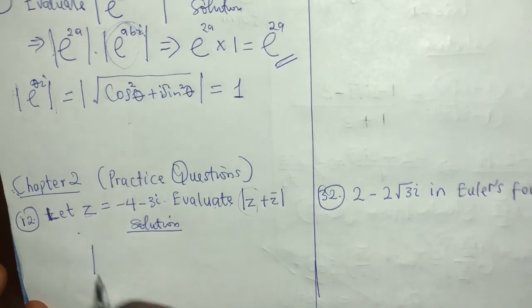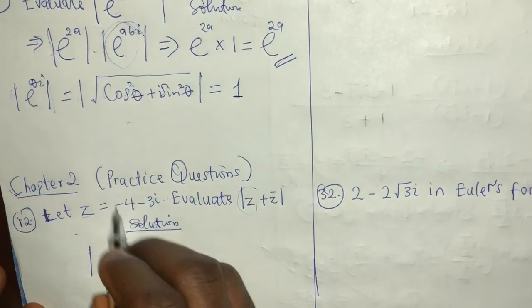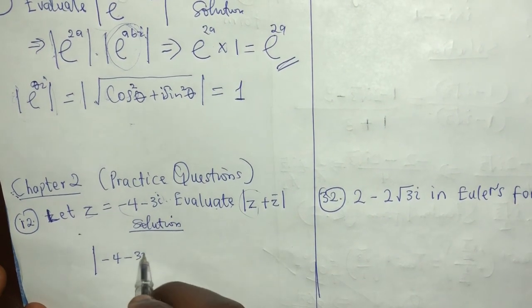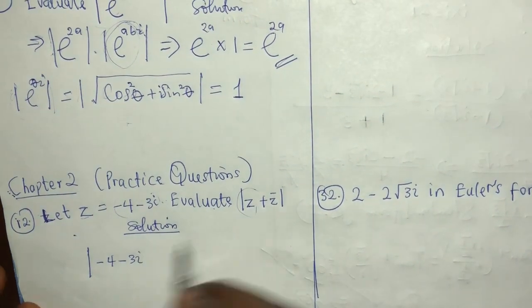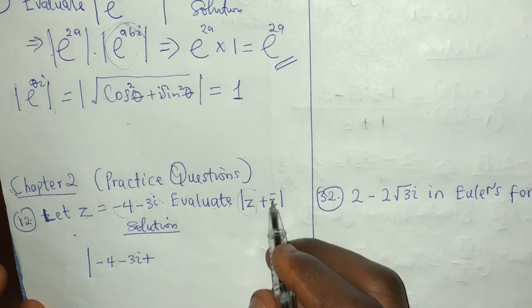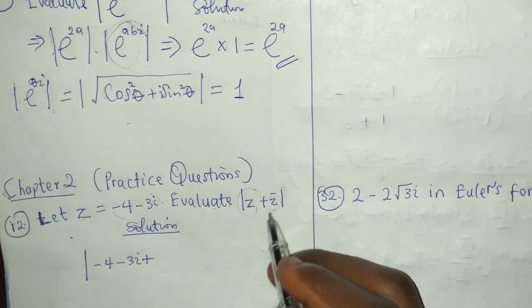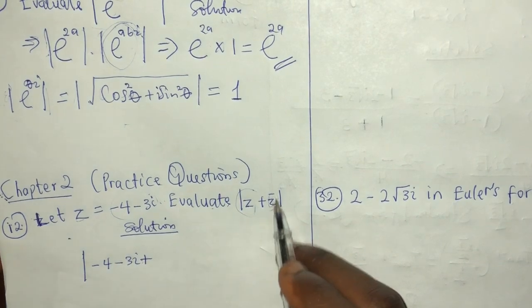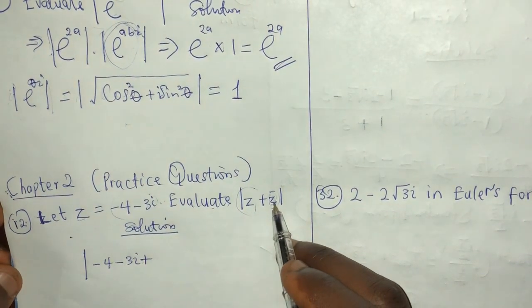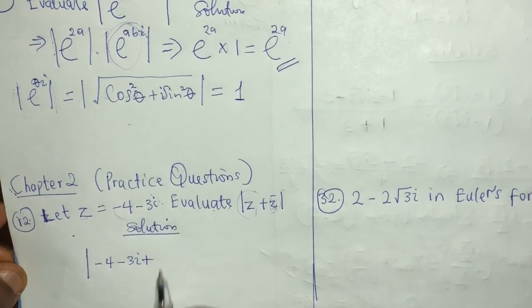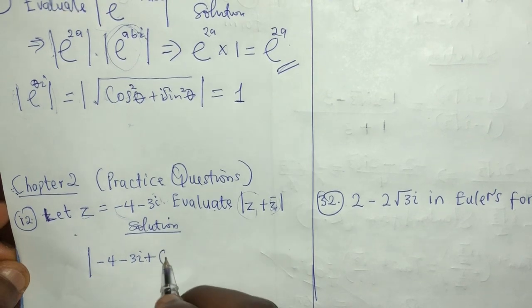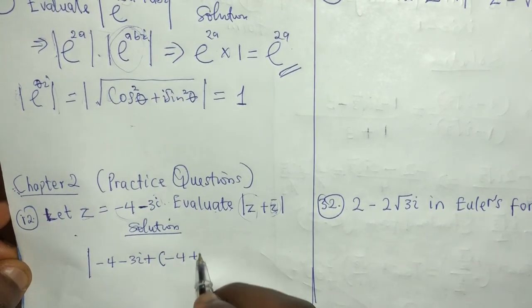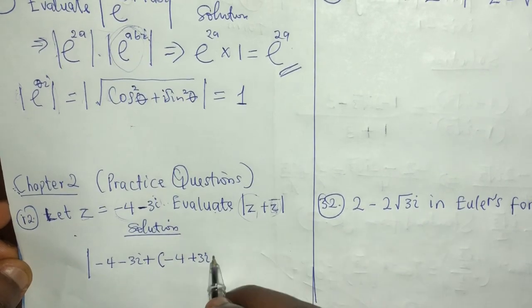So we have the absolute value. Since we have our z, we're going to put in minus 4 minus 3i, right? Then plus, they equally ask us to find the conjugate of this particular stuff. So that will now be plus minus 4, and this minus will now change to plus. Why? Because of the conjugate.